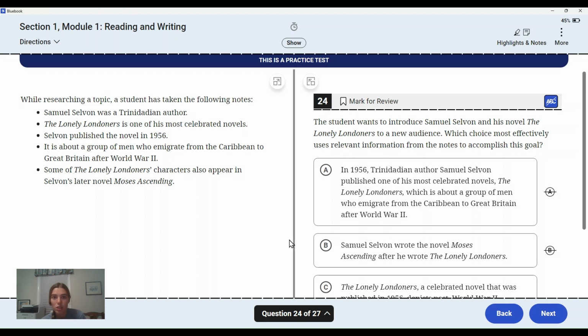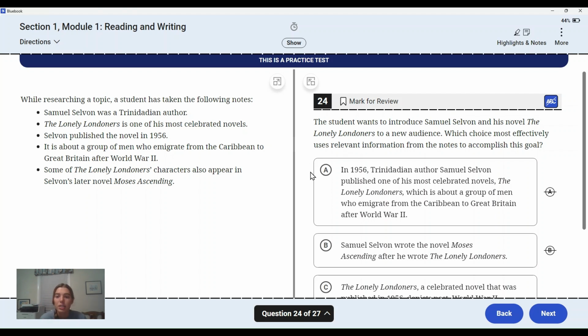So, in the note questions, you're generally going to have two things that you have to look for. Sometimes you need to look for a similarity. That would just be one, but in the more complicated problems, it's going to be two things. And in this, you want to introduce Sam Selvin, who's unfamiliar, and his novel to people, again, who are unfamiliar with the novel. So we're going to be looking for those two things in the answer choices.